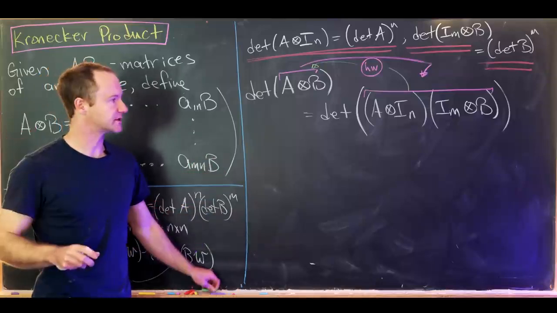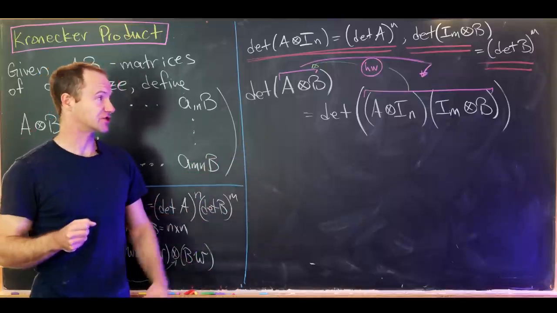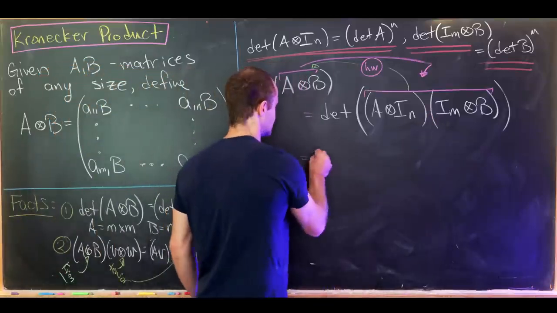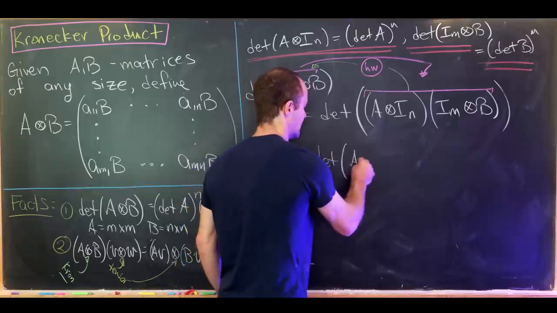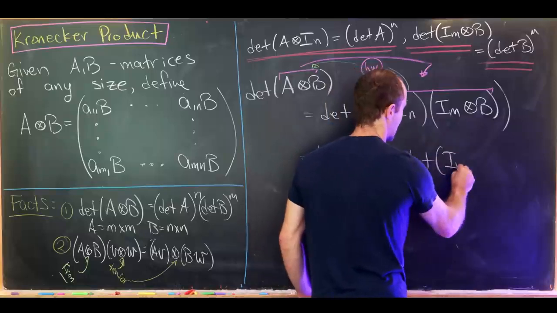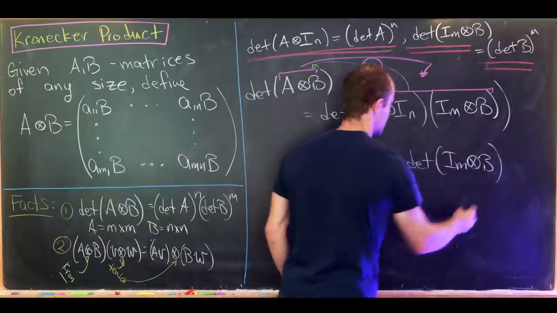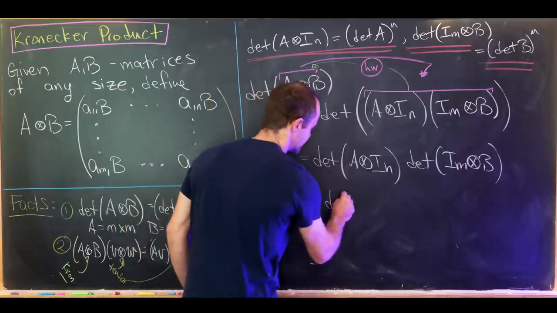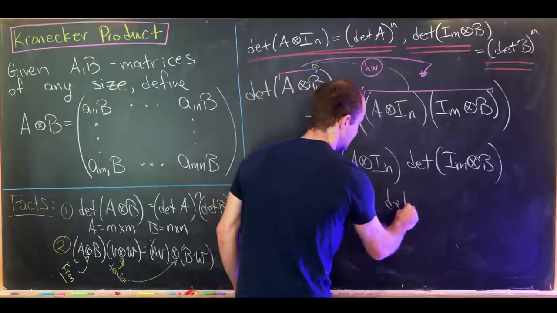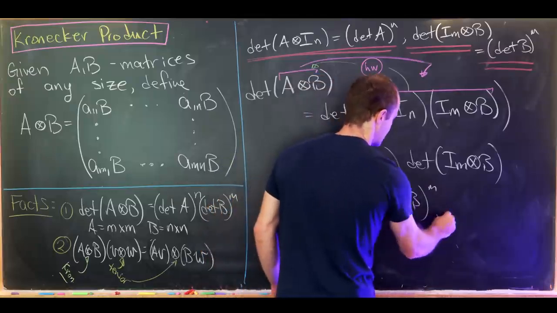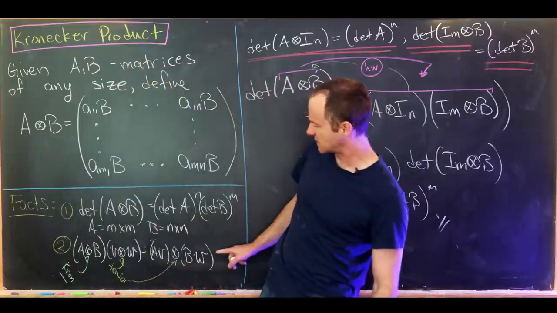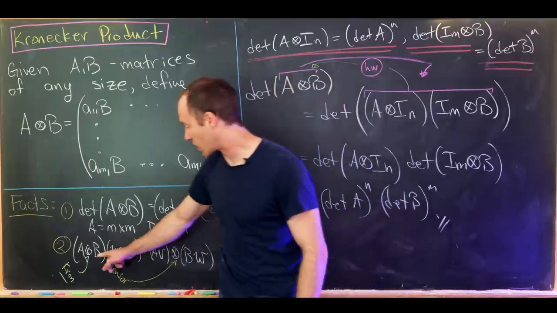It's easier to prove that if you take the normal matrix product of those two matrices, you get exactly what you want. Now we know the determinant factors over matrix products, and this is a normal matrix product. That gives us the determinant of the Kronecker product of A with I_n times the determinant of I_m Kronecker producted with B, and then we're done. This is the determinant of A to the n power times the determinant of B to the m power, as we desired.